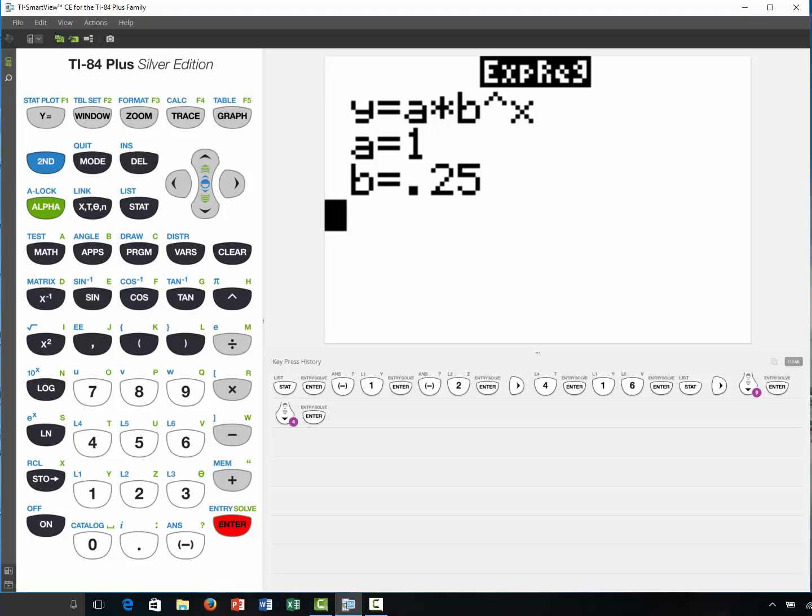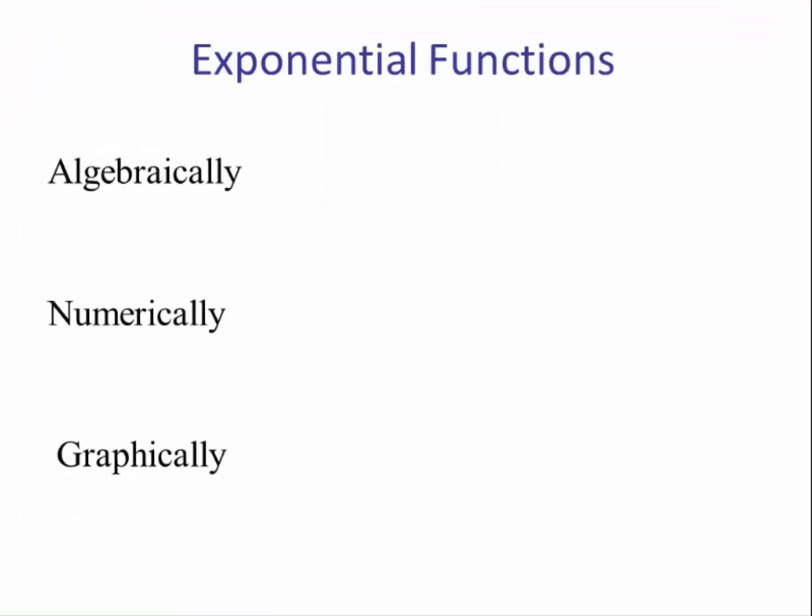So let's summarize exponential functions: algebraically, numerically, and graphically. Algebraically, it's written in this form: f of x equals a times b to the x power. A is our y-intercept, b is our base, and if b is between 0 and 1, it'll be a decreasing function if a is positive. If a is negative, it'll be an increasing function. If b is bigger than 1, it's an increasing function if a is positive. If a is negative, it's a decreasing function. But the base b cannot be negative.